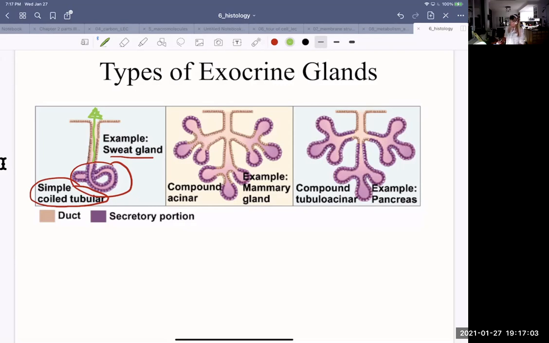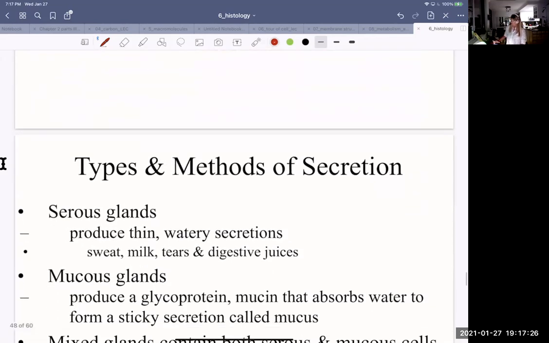This is a compound gland, compound acinar, like a mammary gland. So it has several lobules. This is a compound tubuloacinar gland. For example, the pancreas contains those kinds of glands. So there's different kinds of glands.